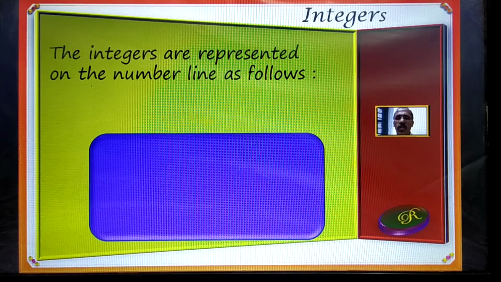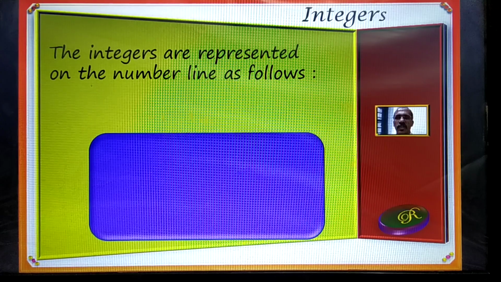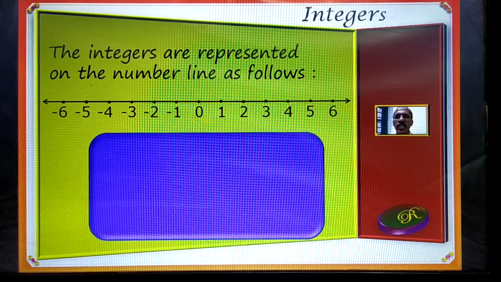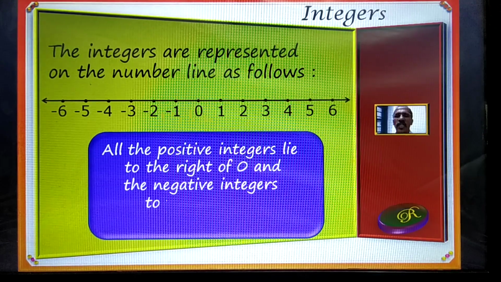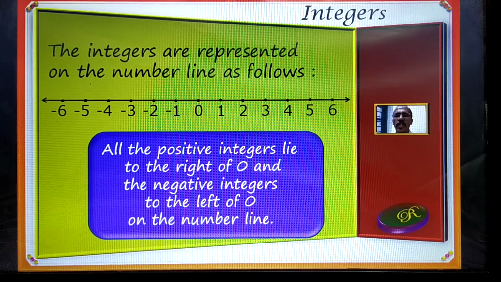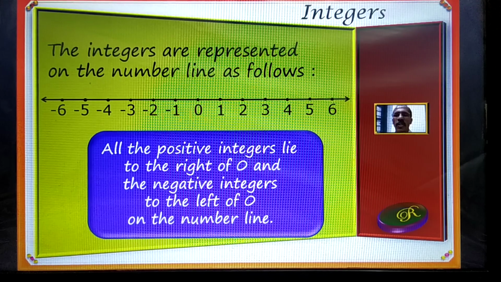The integers are represented on the number line as follows. All the positive integers lie to the right of 0 and the negative integers to the left of 0 on the number line.